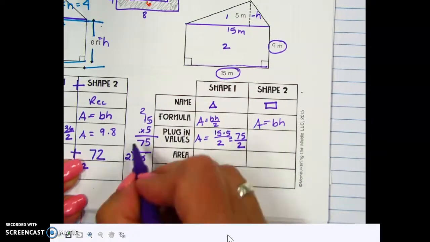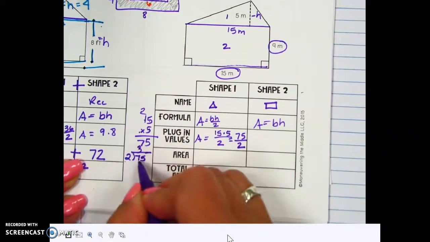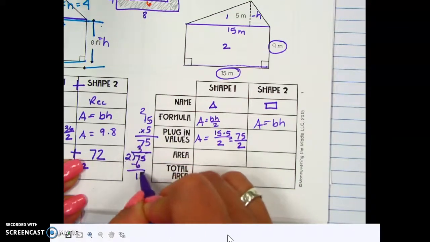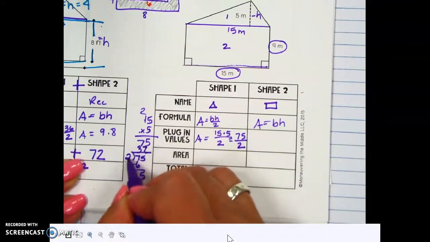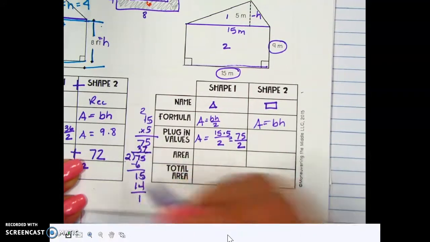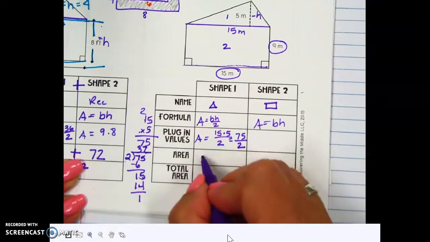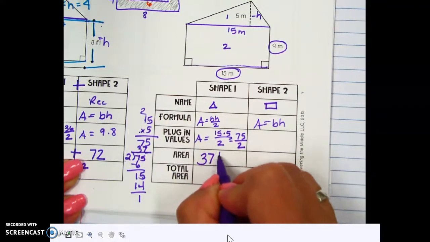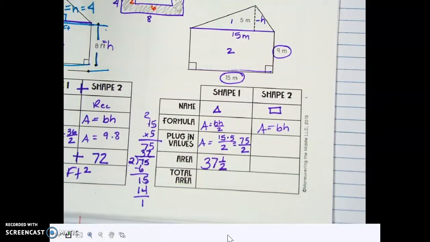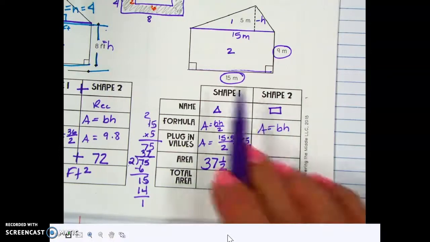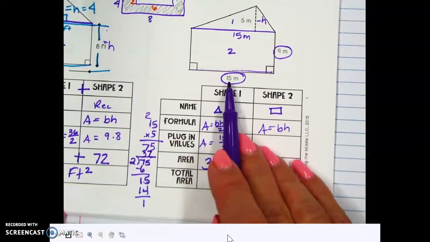2 goes into 7. 2 goes into 15, 7 times. Now I end up with a remainder. So the area is 37 and a half. I'm going to leave it like that. Thanks, Paige. Good. I'm glad you put it in decimal because you can do either or. We do not have a decimal, nor do we have a fraction.